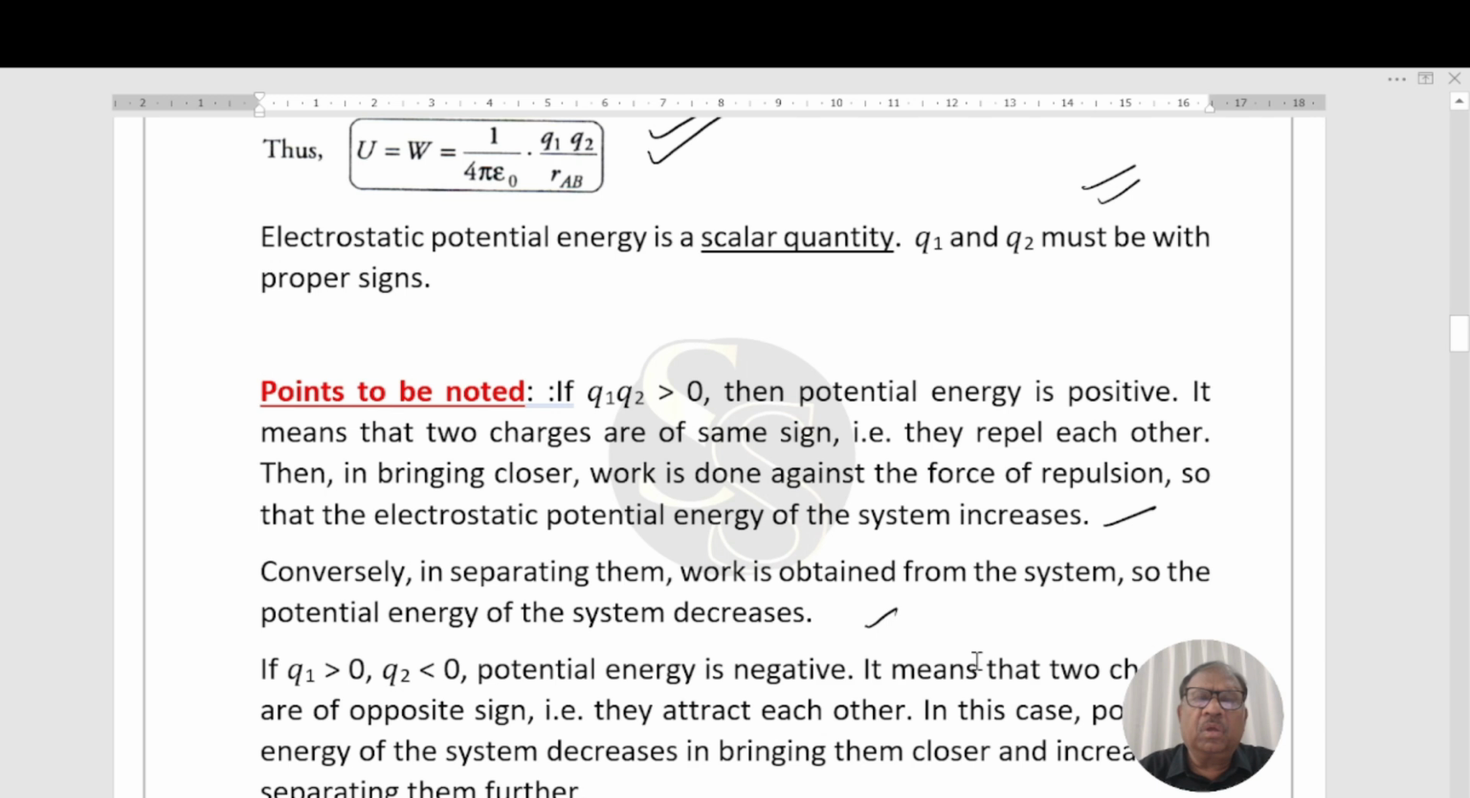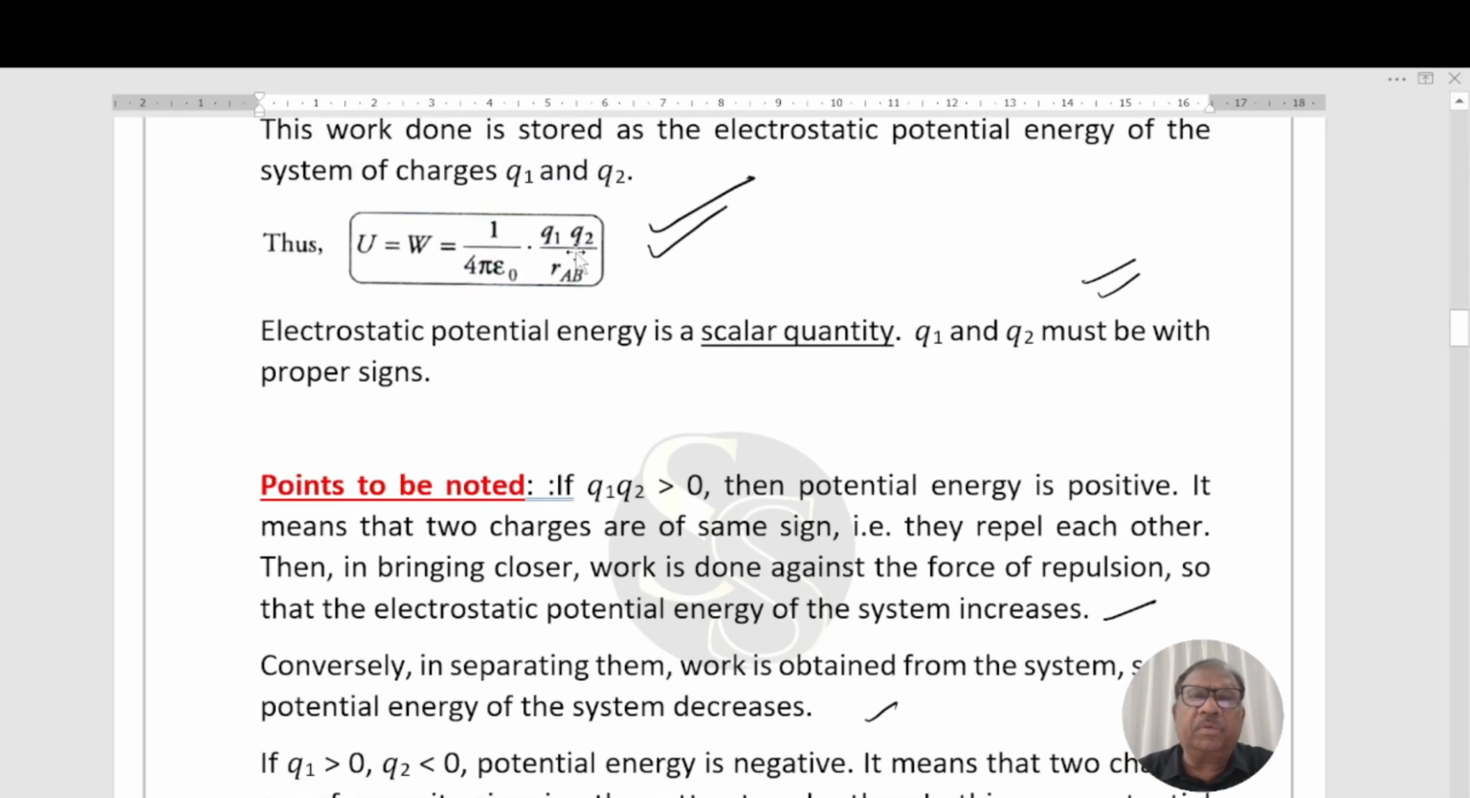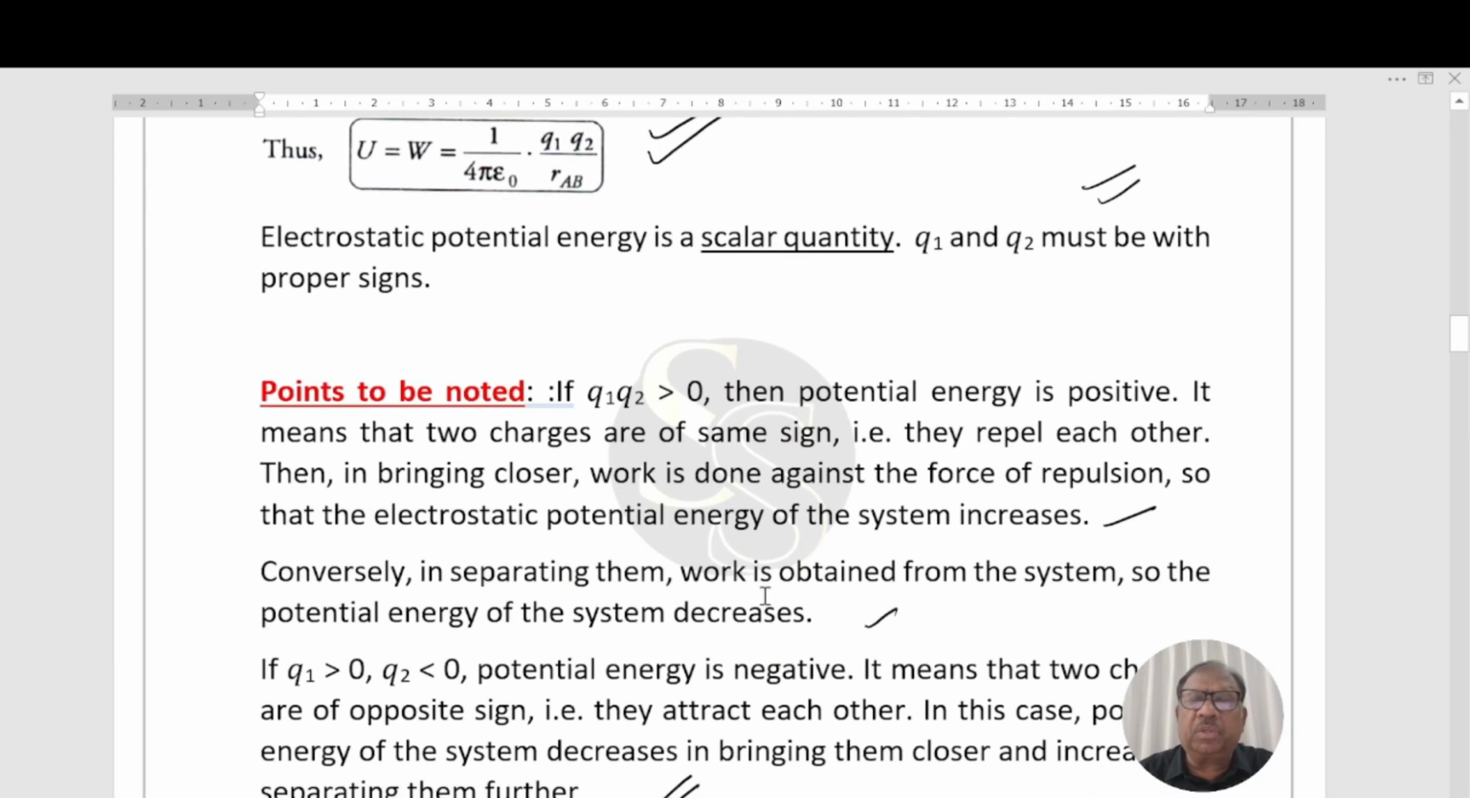If Q1 Q2 is less than 0, potential energy is negative, it means the two charges are of opposite sign, they attract each other. In this case, potential energy of the system decreases in bringing them closer and increases in separating them further. This is all about electrostatic potential energy and the mathematical expression for 2 point charges.